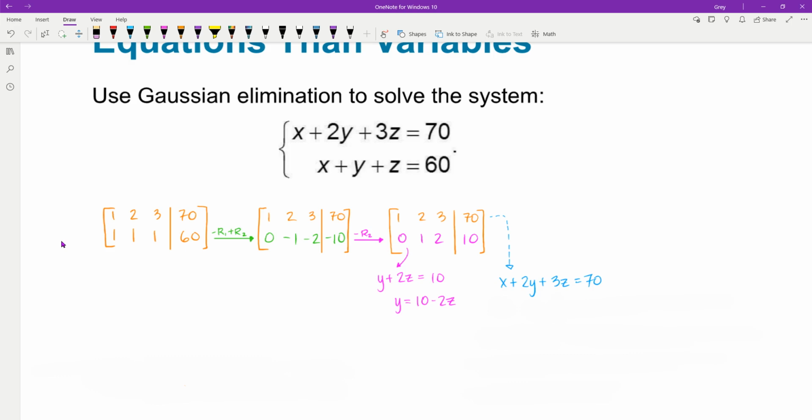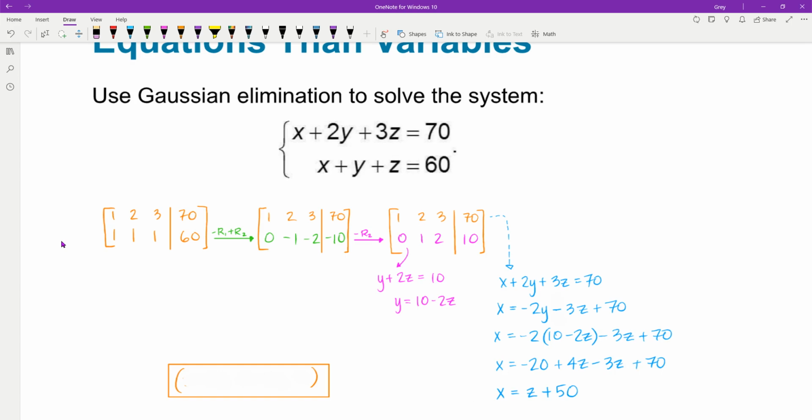You can go ahead and put the y in there if you want to, but to help you remember, we're trying to solve for x. So I'm going to take the 2y and the 3z to the other side. So that's -2y minus 3z plus 70. And then I'm going to plug in what y is, and y is 10 minus 2z. And then I'm going to distribute, and then I'm going to simplify. So when I write my answer, always z is z, y is 10 minus 2z, and x is z plus 50. And that is solving systems that are independent, dependent or inconsistent.